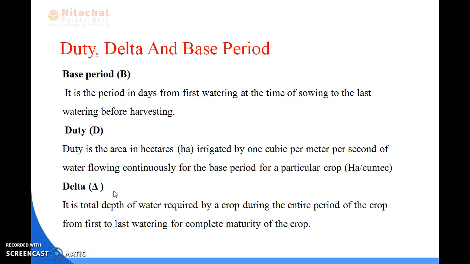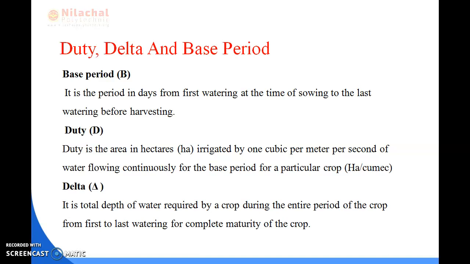Good morning everyone. So today we will be discussing duty, delta and base period. In the previous slides we discussed what we mean by irrigation, the necessity of irrigation, the ill effects of irrigation, and the types of irrigation that we follow in India. So today we will be discussing the derivations, what we mean by delta, duty and base period.